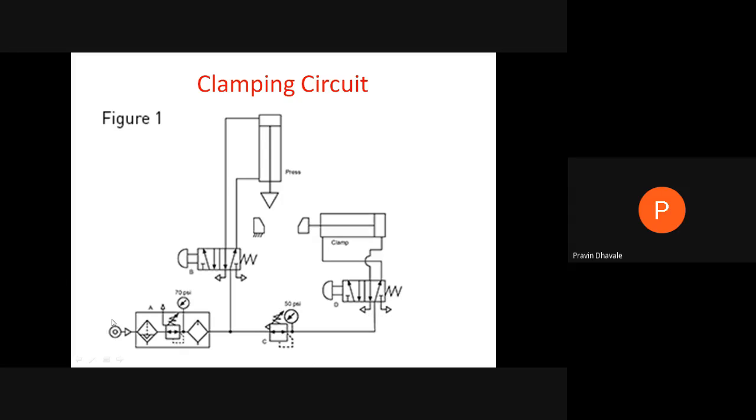In the circuit, there is the FRL unit and the compressor. We are getting pressurized air; it will be filtered, pressure controlled, and lubricated. Then it will be passing to this direction control valve. Which direction control valve?